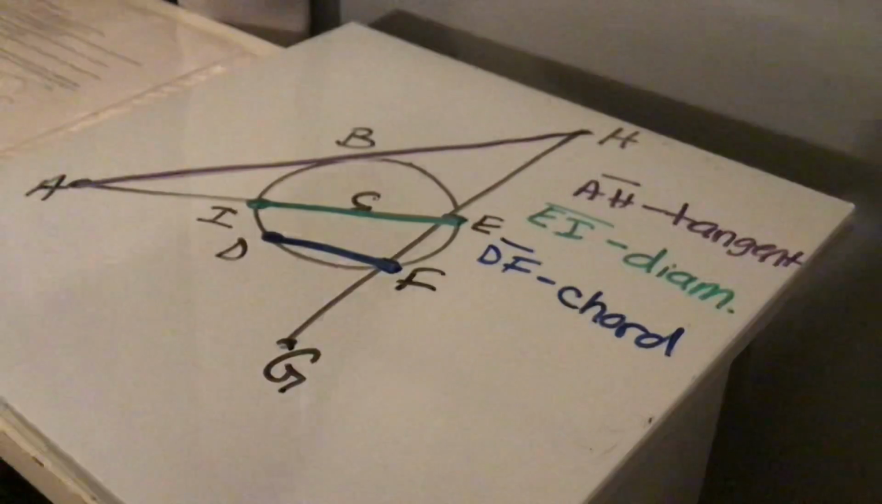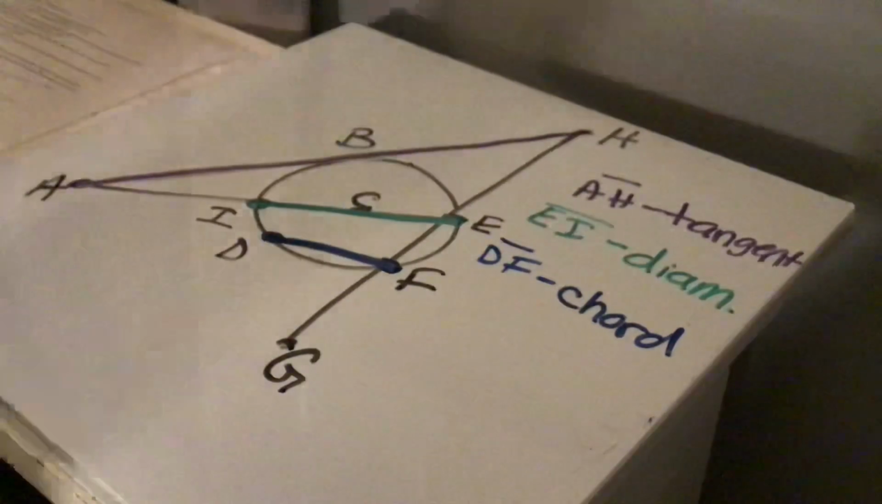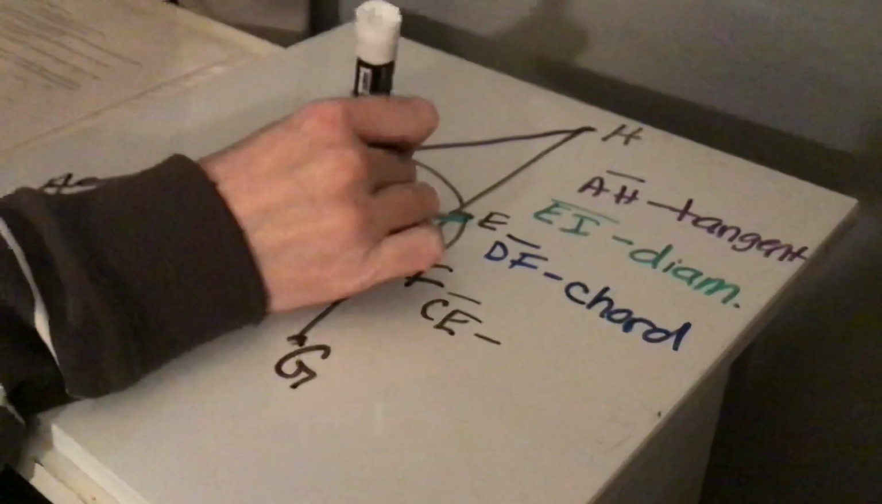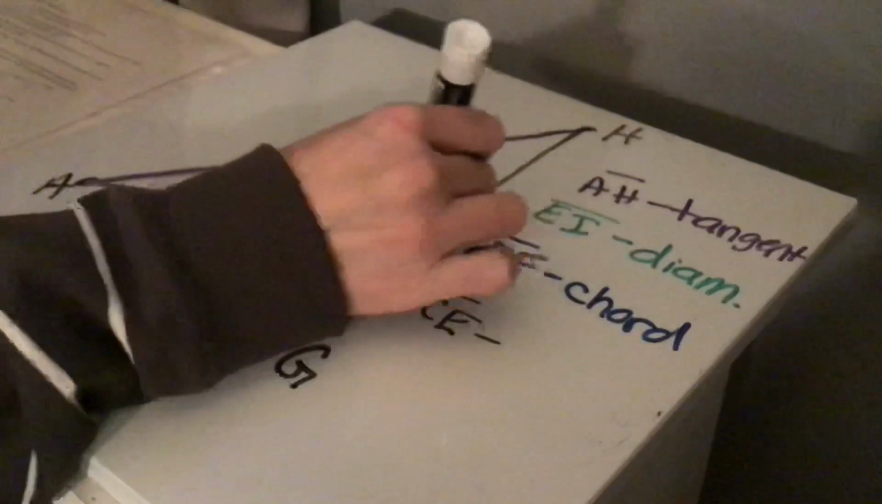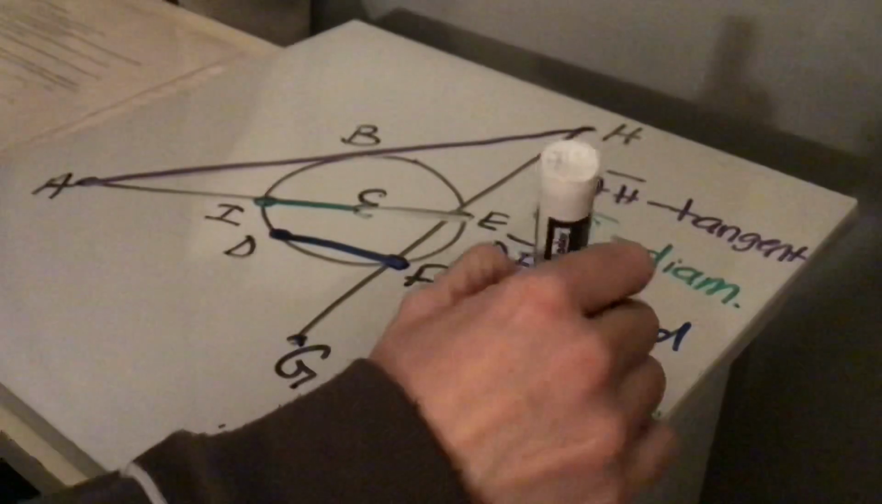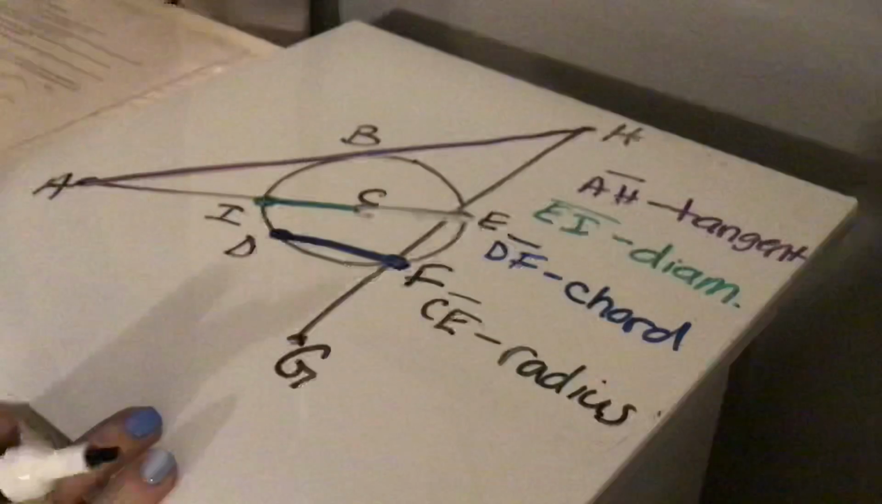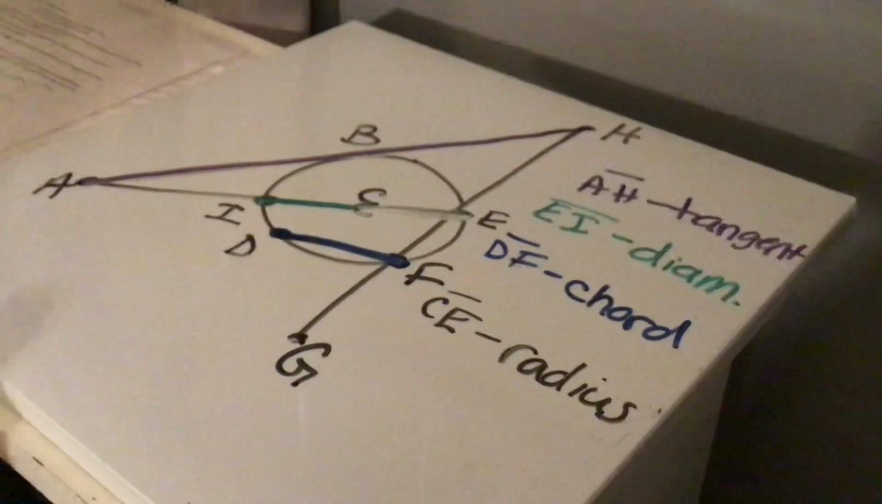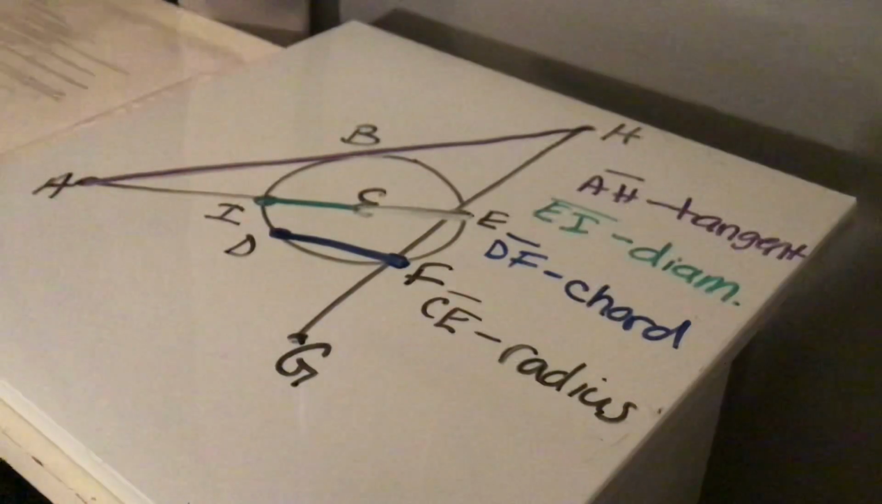And then lastly, CE. Okay, well, C is the center, E is on the circle, so CE is a radius. Right? Not the only radius, but a radius. So just kind of seeing some of our definitions there.